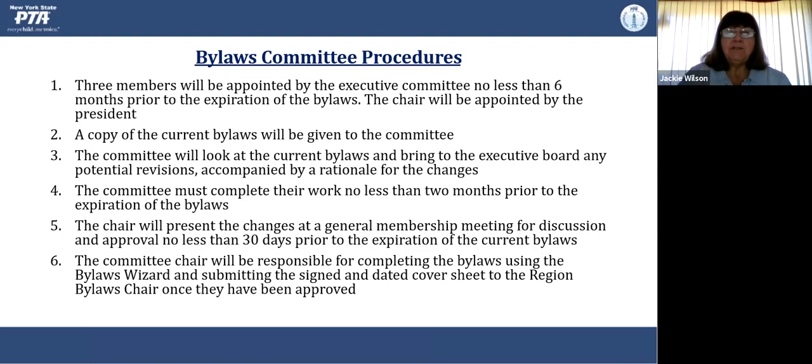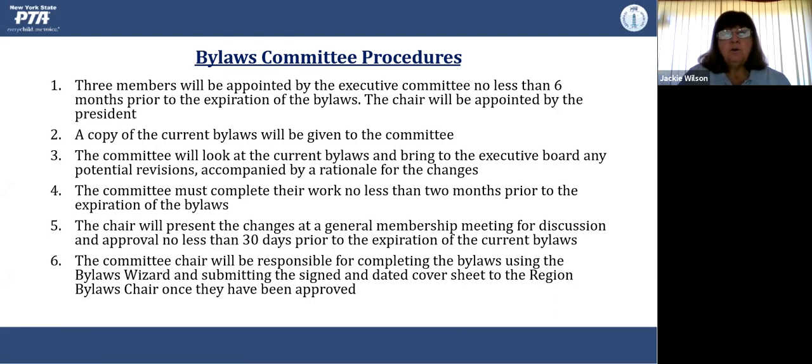The committee needs something to start with, so obviously they need a copy of their current bylaws. Again, your region director or your region bylaws chair can assist you if you cannot find a current copy of your bylaws. The committee will look at the current bylaws and bring to the executive board potential revisions accompanied by a rationale for the changes.